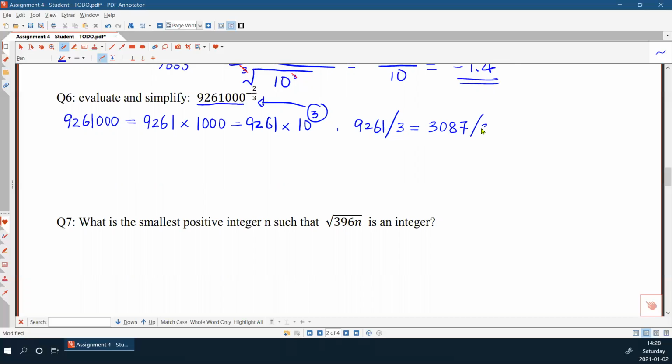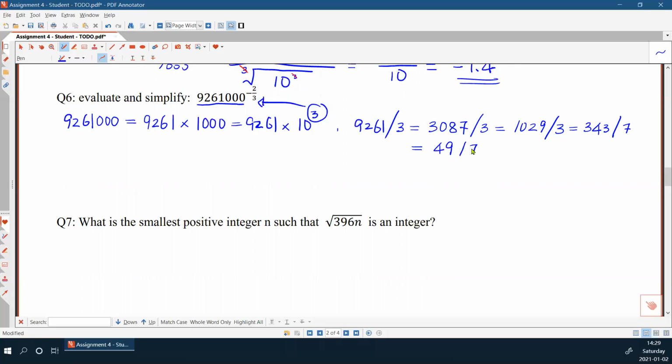Also, again, this number can be divided by 3, which gives us 1029. Again, this number divided by 3 gives us 343, right? Okay, 343 cannot be divided by 3 again. So the next prime number is 5. This number cannot be divided by 5. So the next prime number is 7. Try 7 here, which gives us 49.